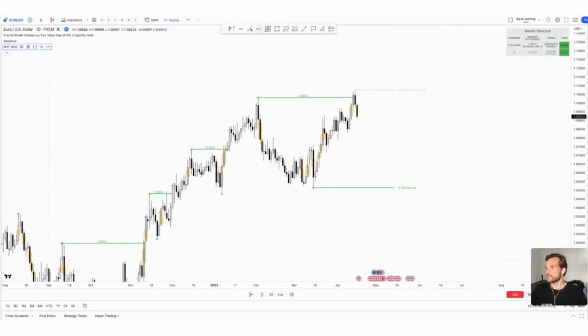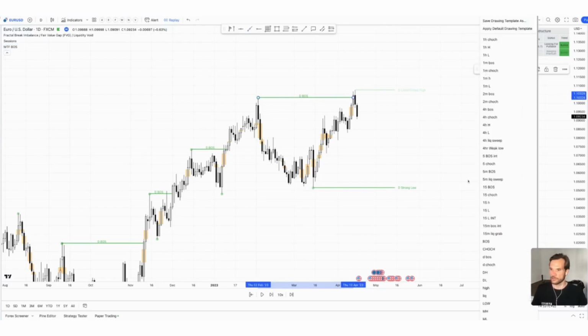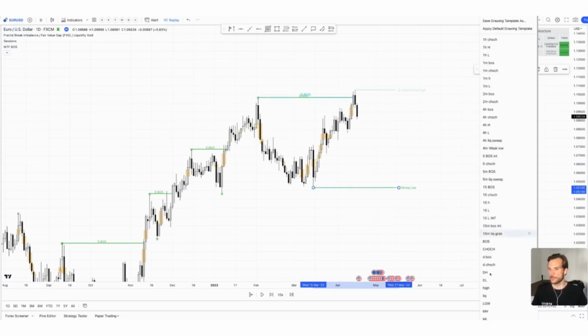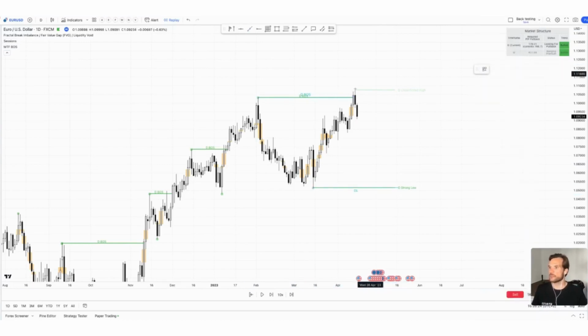So let's get going. We've started on the daily here. We've just had a daily breaker structure, so I'm going to draw that in. We've got our new daily low, strong low, and it says unconfirmed high on this, but probably just because the second one hasn't closed. But for me, that's the daily high now.